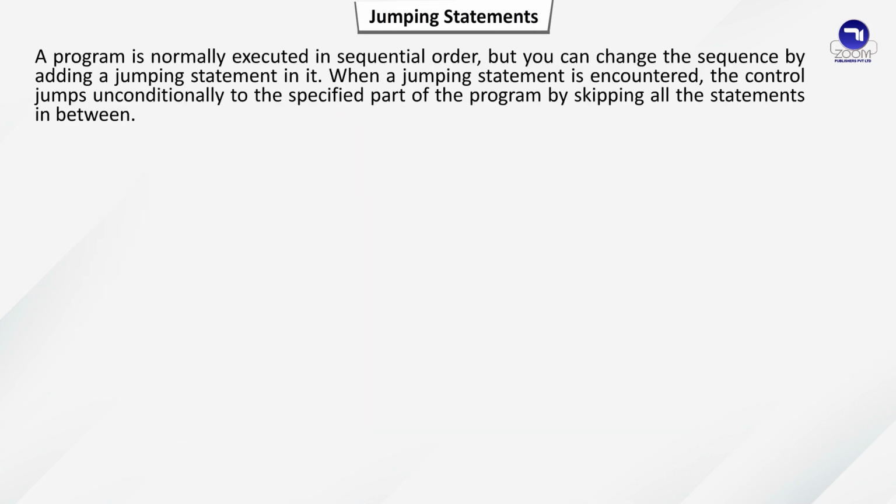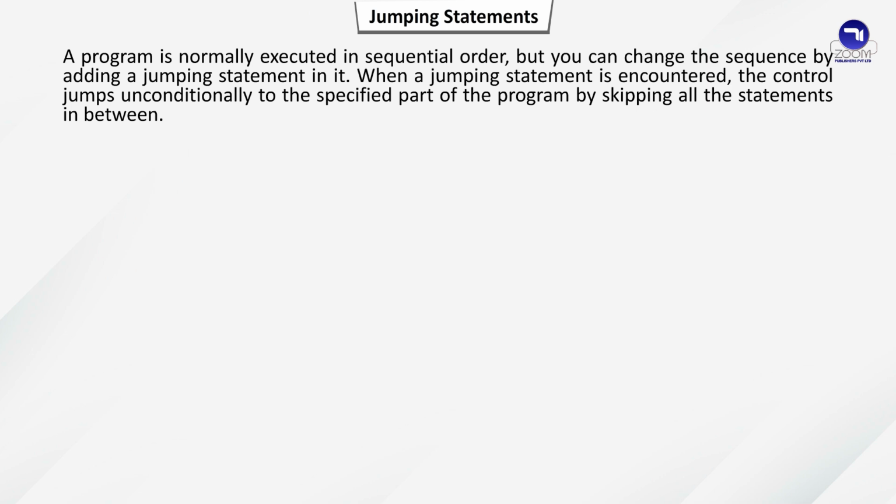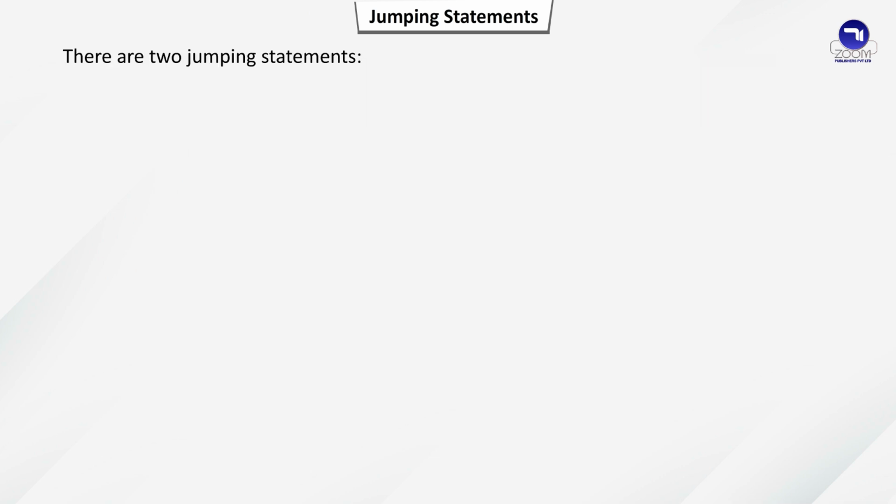Jumping statements. A program is normally executed in sequential order, but you can change the sequence by adding a jumping statement in it. When a jumping statement is encountered, the control jumps unconditionally to the specified part of the program by skipping all the statements in between. There are two jumping statements: go to statement, and go to with if statement.